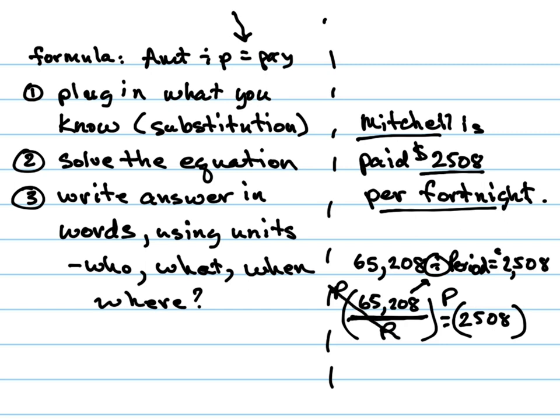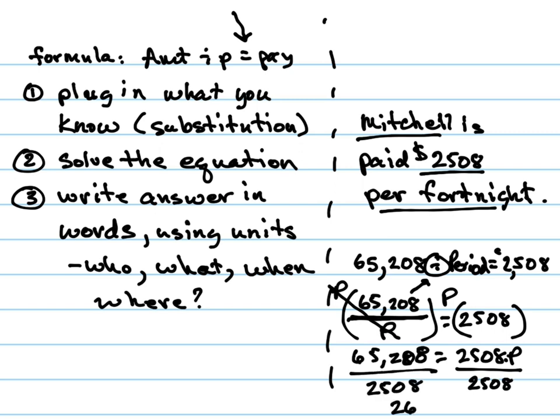So over here, the P's will divide away, which gives me 65,208 equals, now P times that is just 2508P. Now, they're connected with multiplication, and the opposite of multiply is divide, because remember, your whole goal is to get the letter by itself, get the P by itself. So we'll divide both sides by 2508. And of course, we already know it's 26. So his pay periods are 26. So Mitchell is paid 2508 per fortnight. So he's paid fortnightly in this particular scenario.